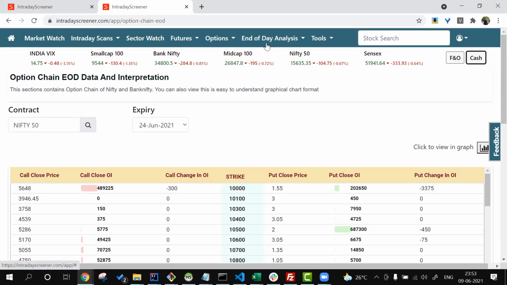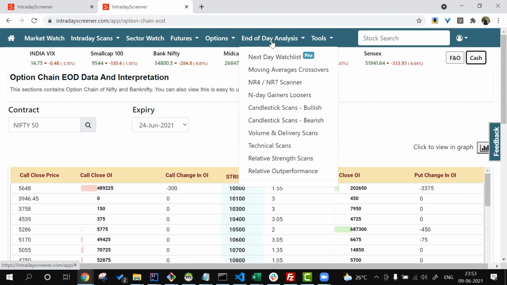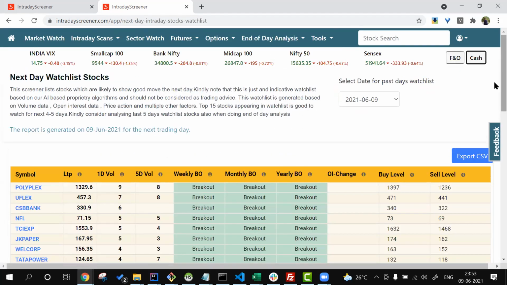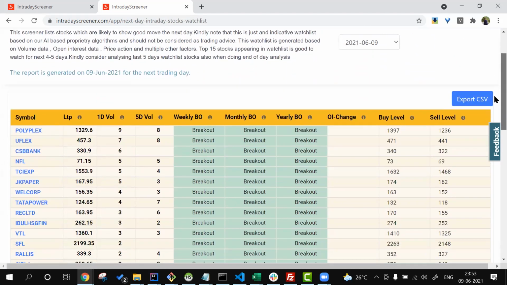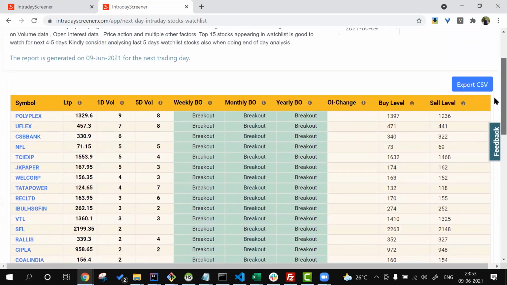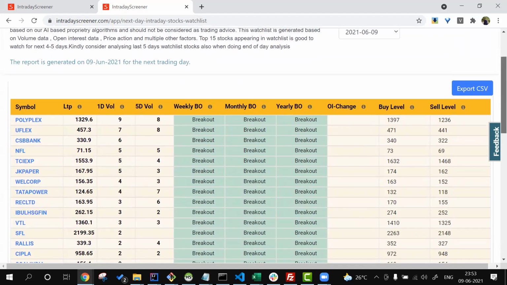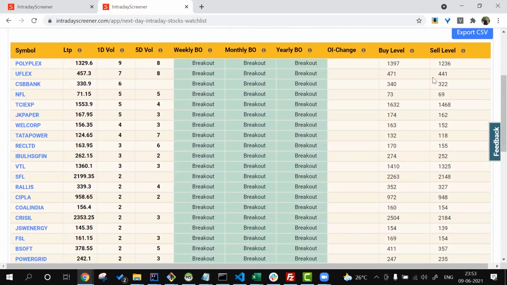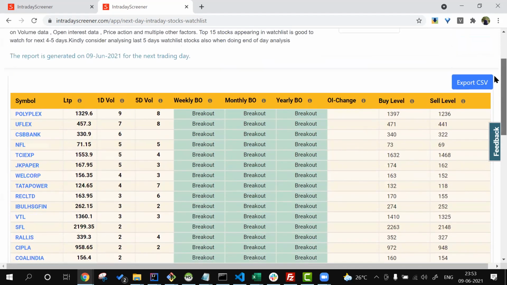One of the important sections is end of the day analysis, which will help you analyze stocks for the next day. Next day watch list is our custom algorithm using which we filter stocks for the next day. The top 20 stocks on the next day watch list are the stocks which you should keep in mind. We also have buy and sell levels here, which are indicative pivot levels. These are just indicative levels and you should not focus on them, but you should study these charts and keep these stocks in your watch list.